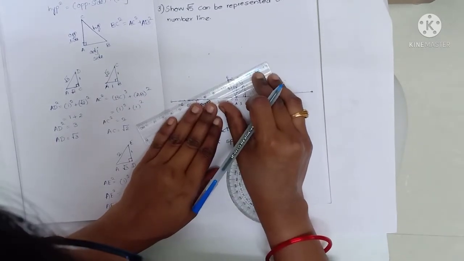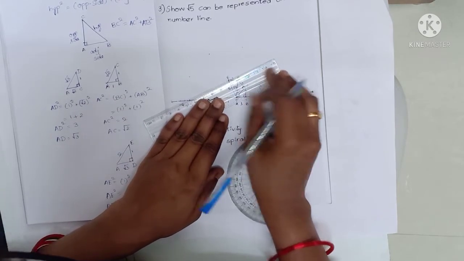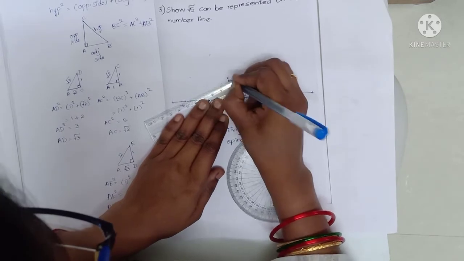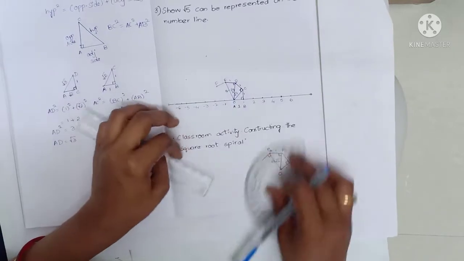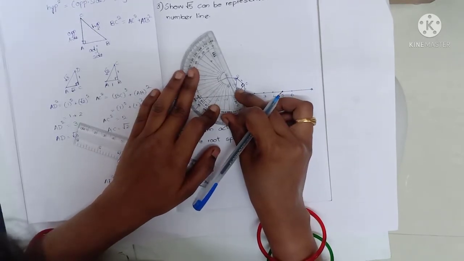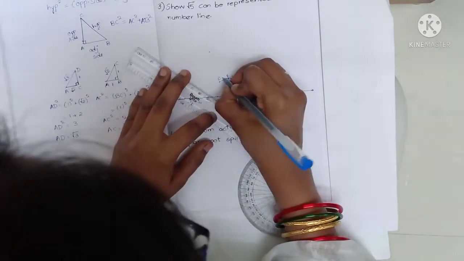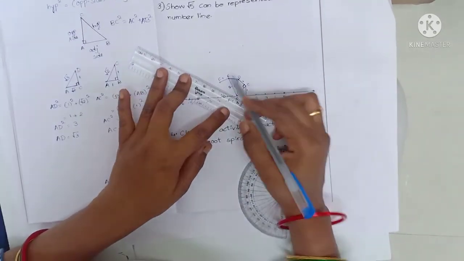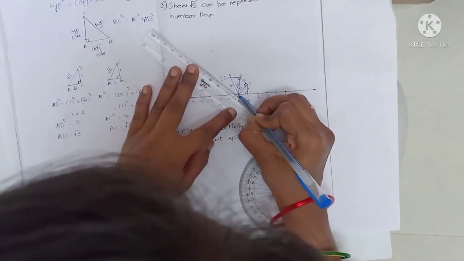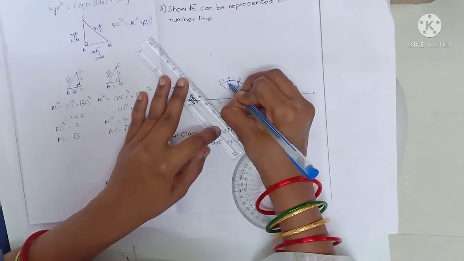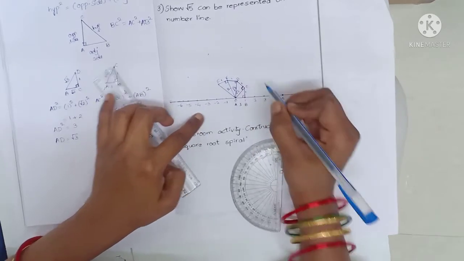Draw a perpendicular at E. It should be of length 1 unit. Mark the point as F. Draw a perpendicular. Now EF is of length 1 unit. Join points A and F. EF is perpendicular. Now we got right angle triangle AEF.